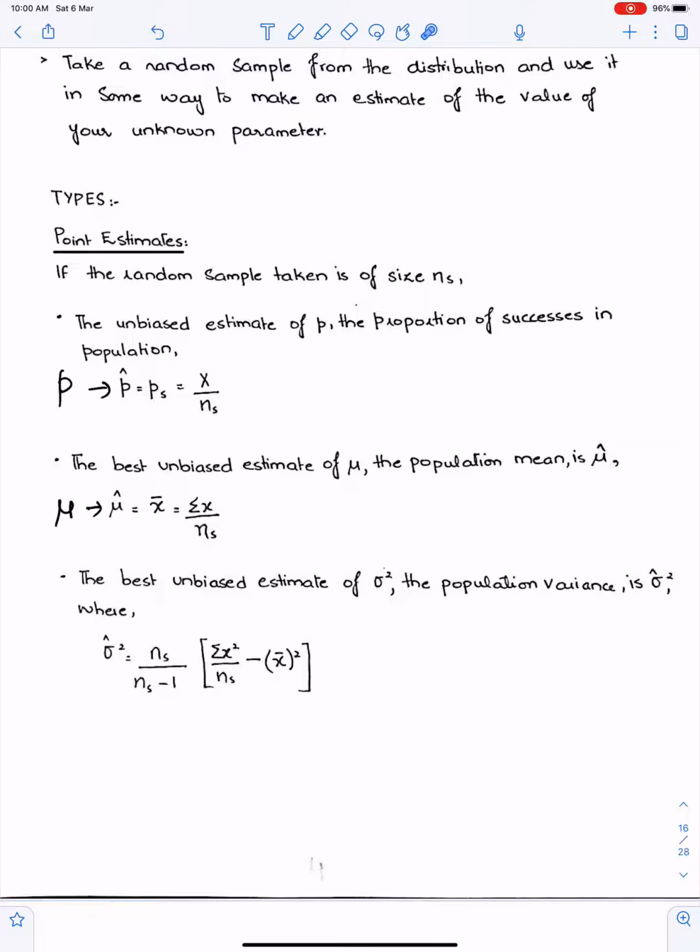Now, the next thing is the best unbiased estimate of sigma square. Sigma square means the population variance, and the best unbiased estimate is sigma cap square. This means the estimated population variance.